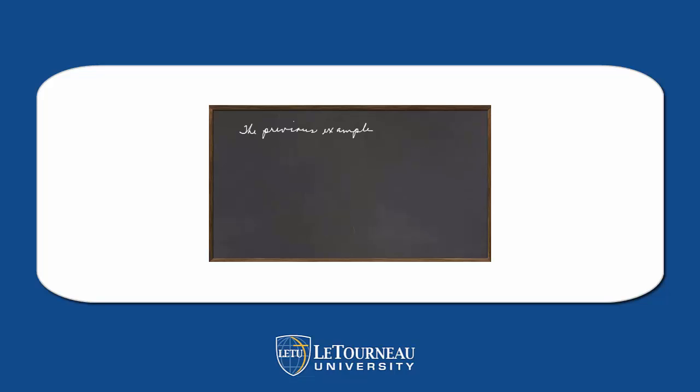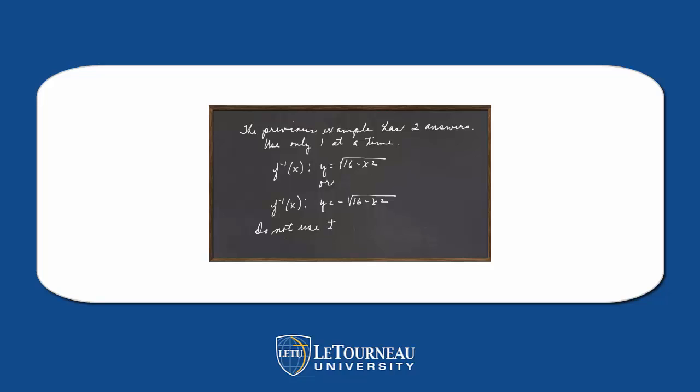The previous example, you notice, could have two answers. We will use only one at a time. So f inverse of x could be y equals plus the square root of 16 minus x squared, or it could be y equals minus the square root of 16 minus x squared. Do not use plus or minus. We won't have a function if we do that.